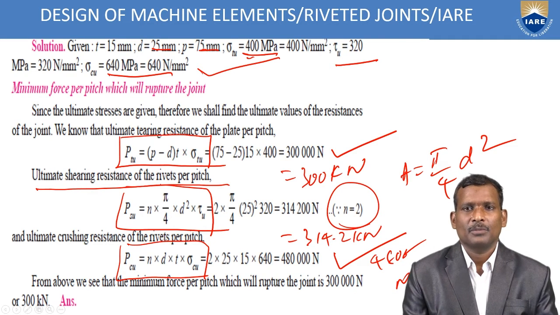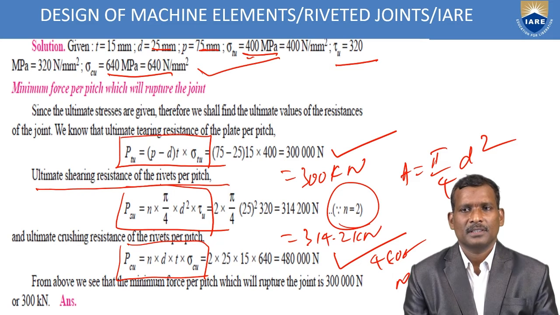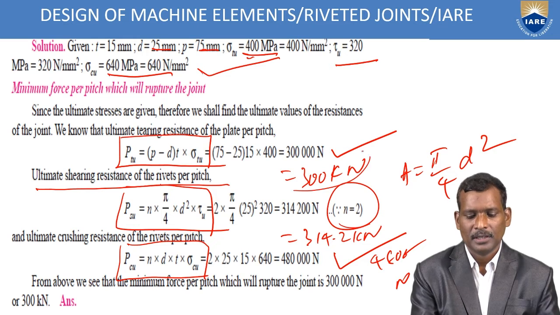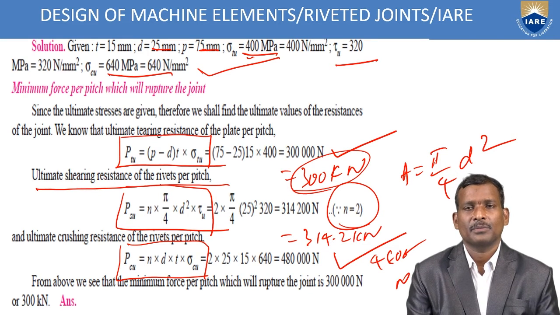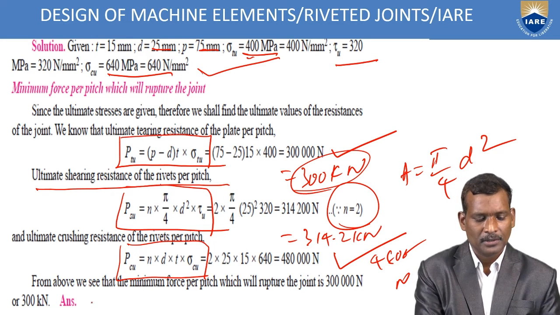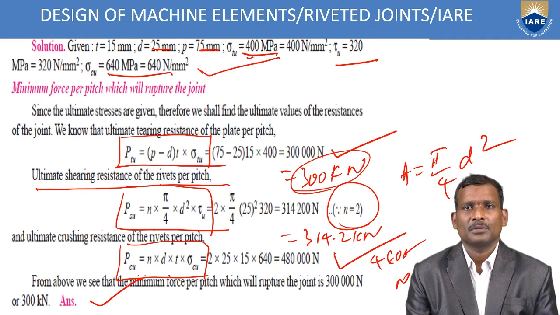So from the above values, we see that the minimum force per pitch which will rupture the joint is 300 kilonewtons. He has asked what is the minimum force which will rupture the joint, so that is 300 kilonewtons. So like this, we solve this type of problem. The first part is completed: the minimum force per pitch which will rupture the joint.